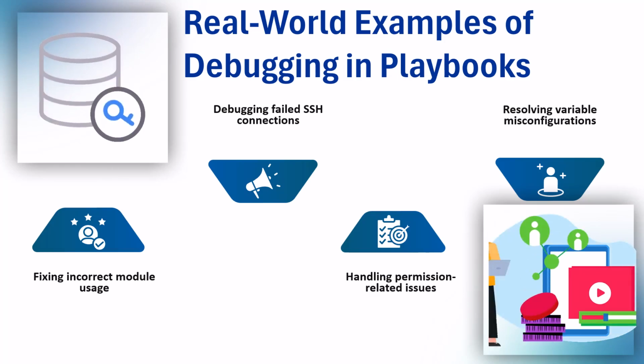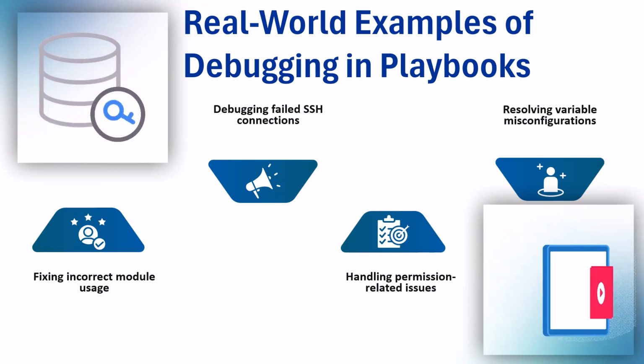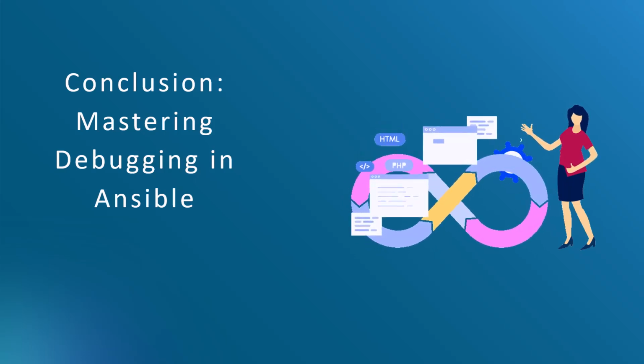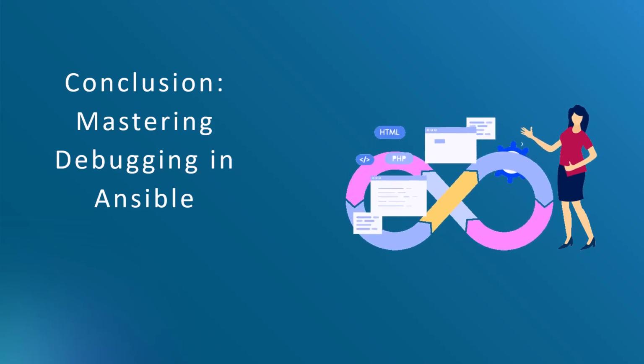Debugging isn't about being perfect. It's about finding a way forward. Debugging in Ansible isn't just a skill. It's an art. Structured approaches save time and headaches. Built-in tools are your secret weapons, so use them wisely. Real-world troubleshooting builds experience, and continuous improvement keeps you ahead. Debugging isn't about avoiding mistakes. It's about mastering the fix.